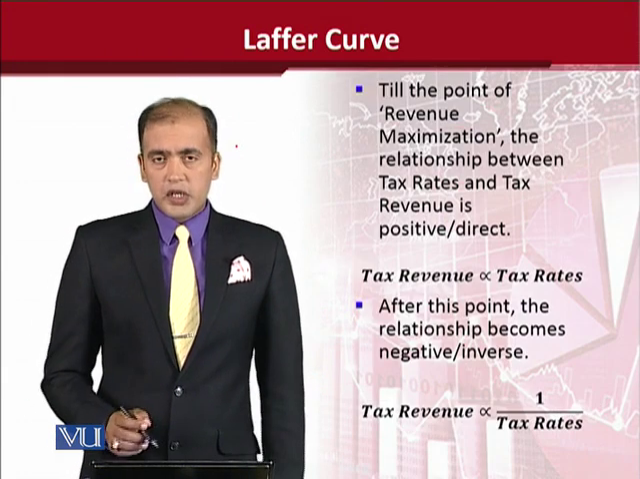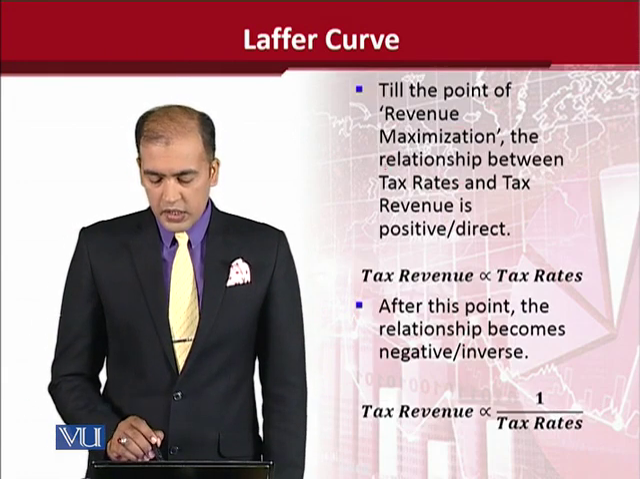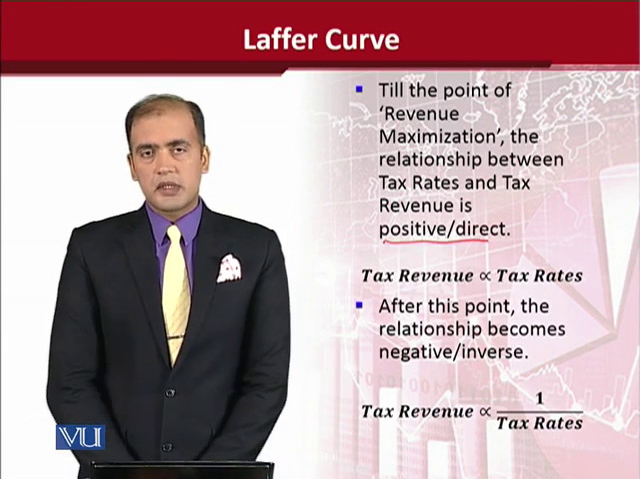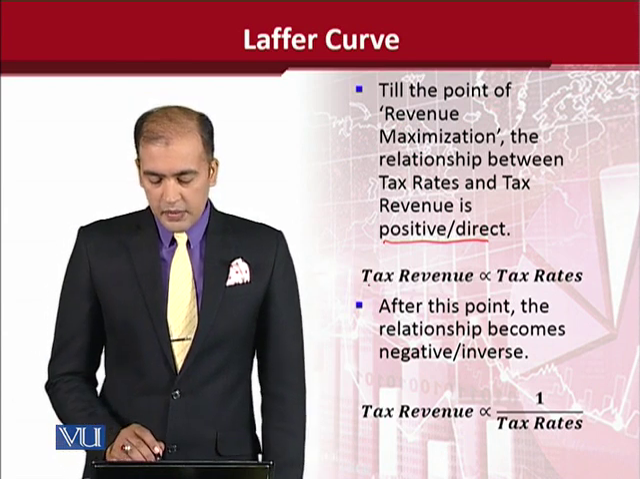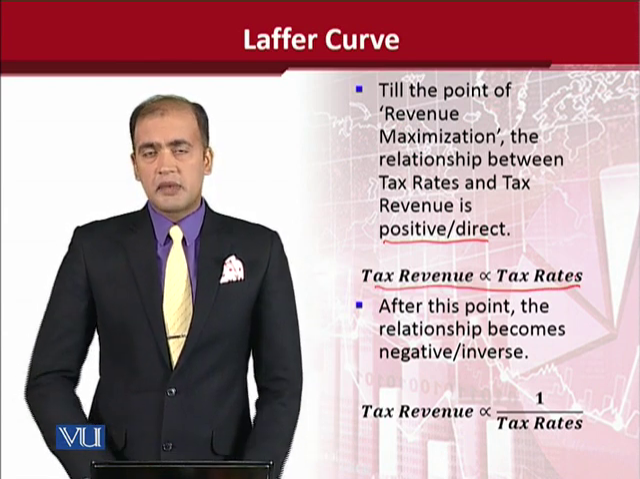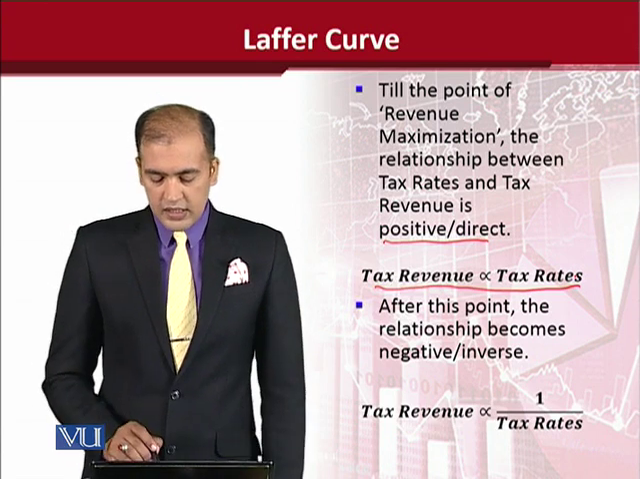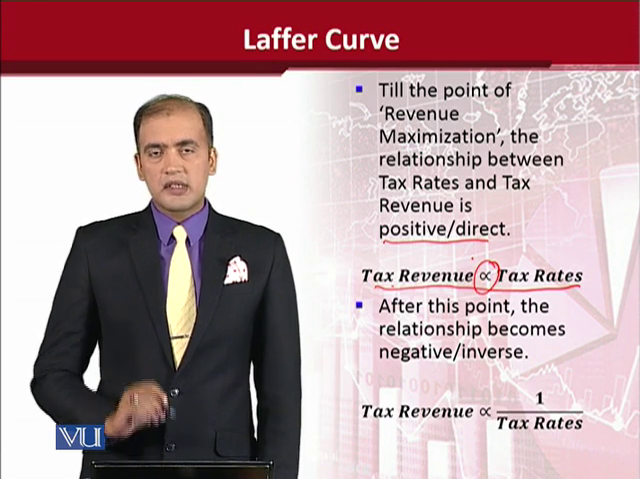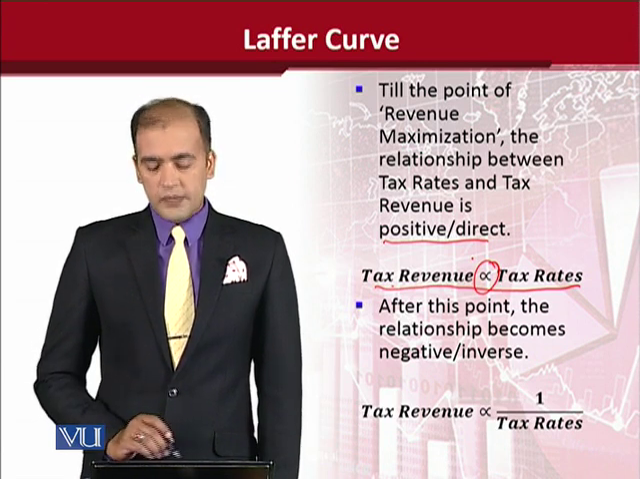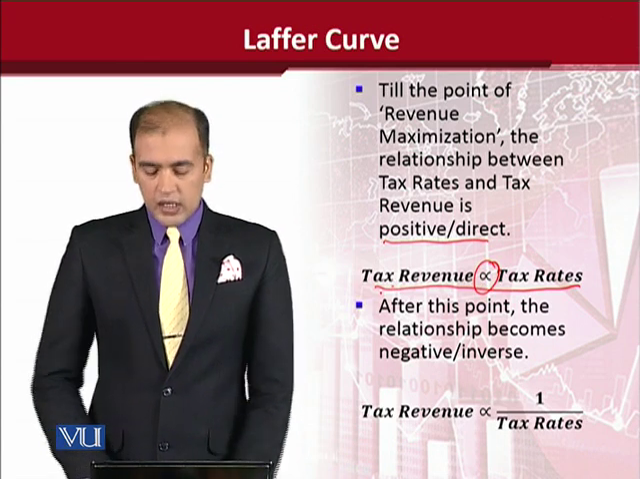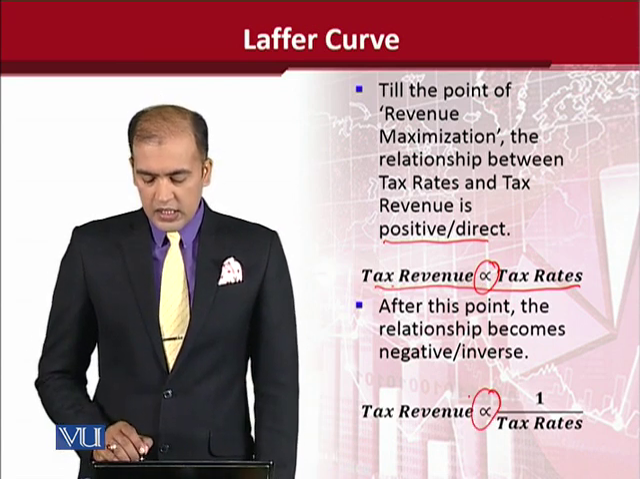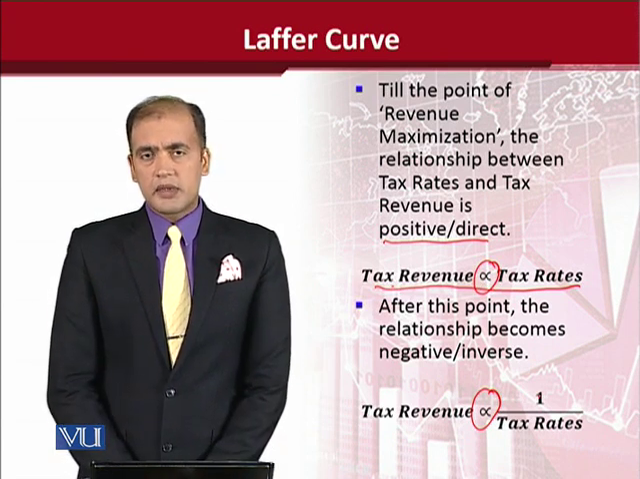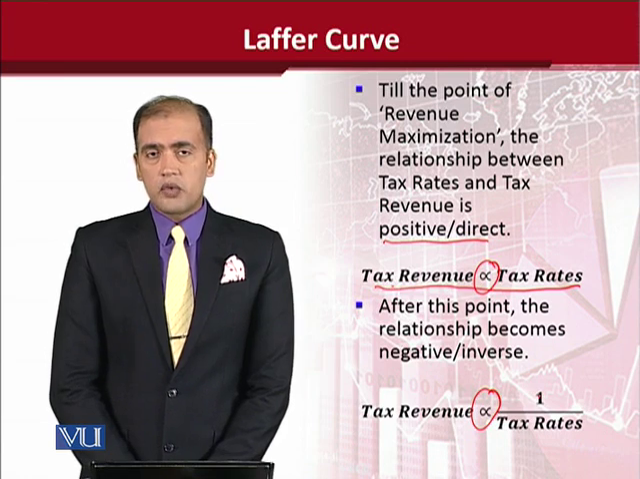Now this is the explanation that we have seen in the diagram. That point is that point till which the relationship was positive. And mathematically speaking, we can write the relationship till that point in this way. We can say that tax revenue is directly proportional to the tax rate. As the tax rate increases, there is an increase in the tax revenue. And the other option is the negative relationship, which is shown by the inverse of the tax rate, and that happens after that point of revenue maximization.